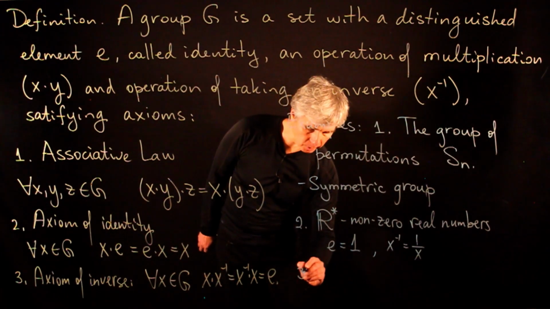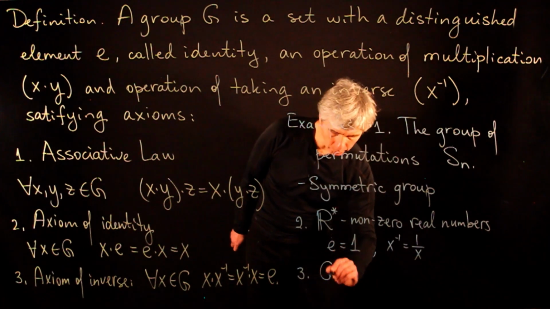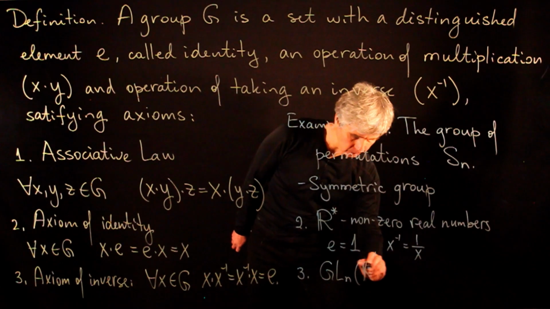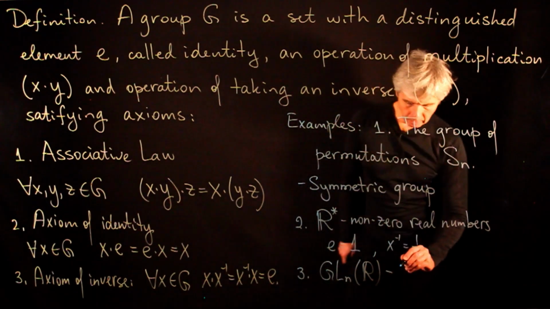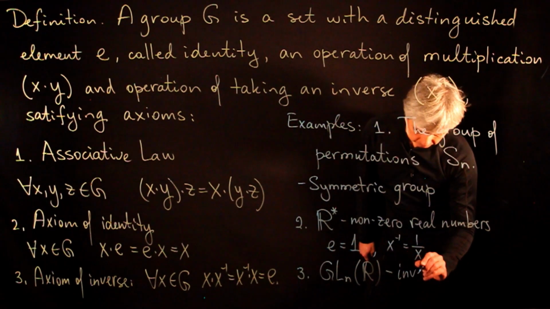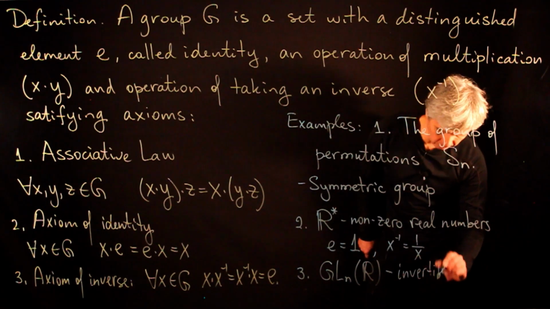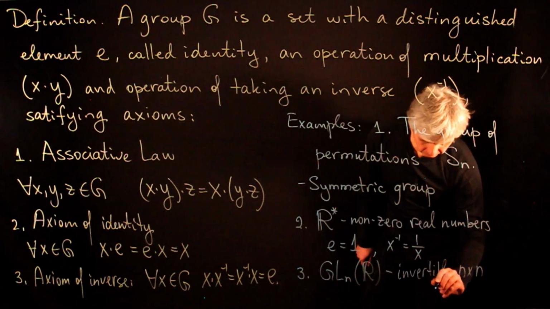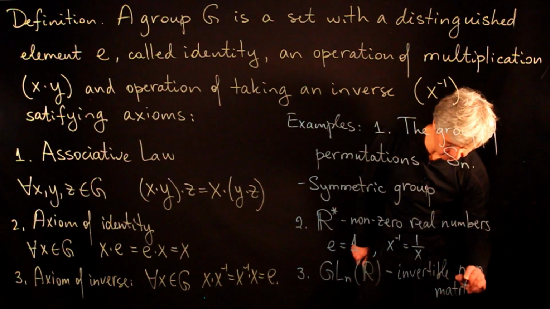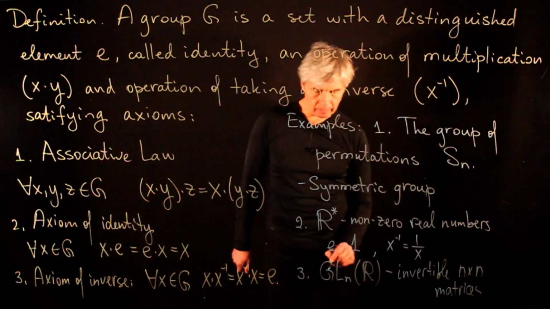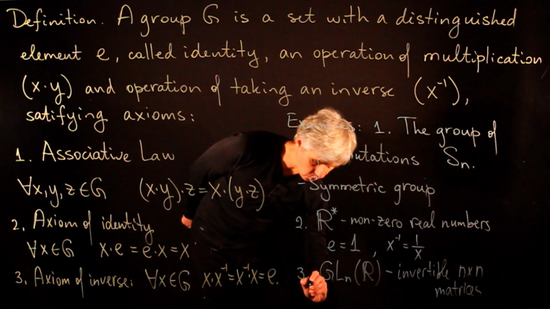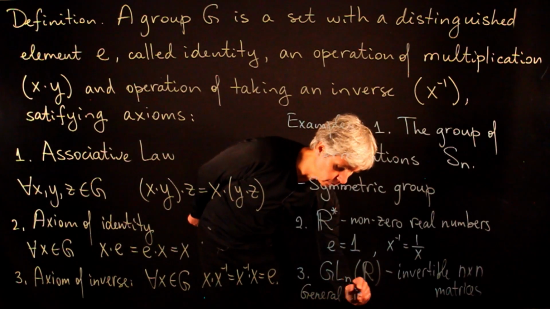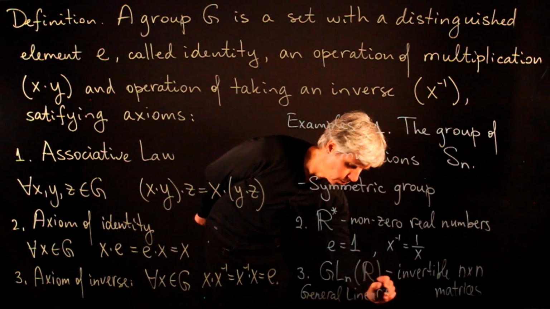Our third example will be the group which is called GLnR. So these are invertible n by n matrices. And so the name for this group is general linear group.